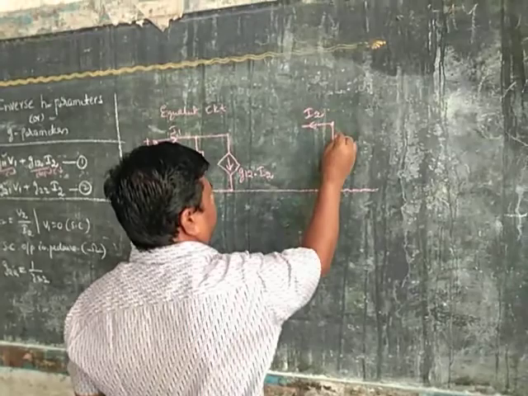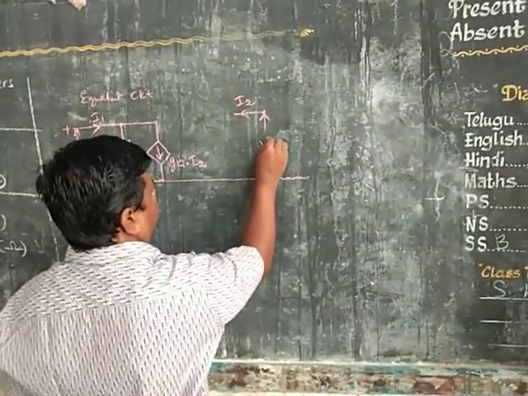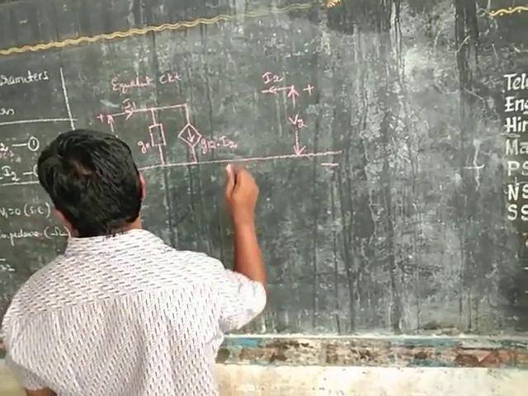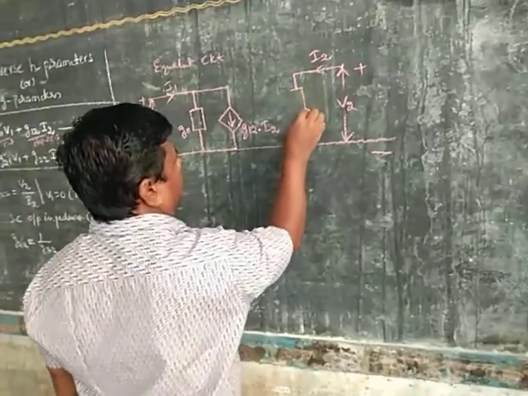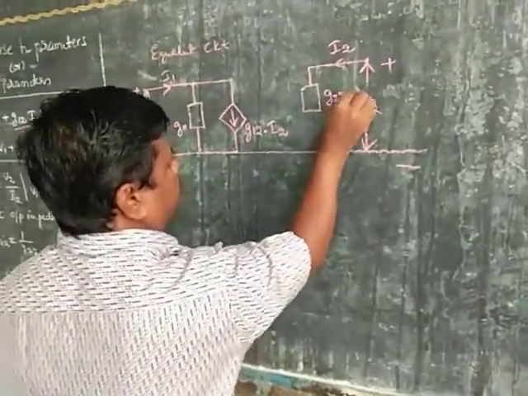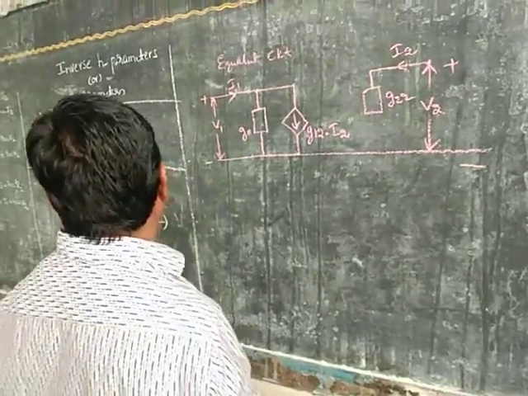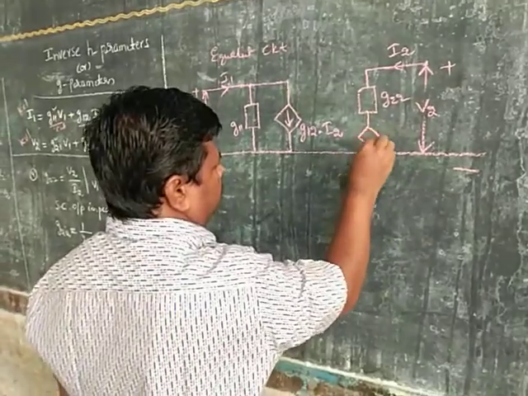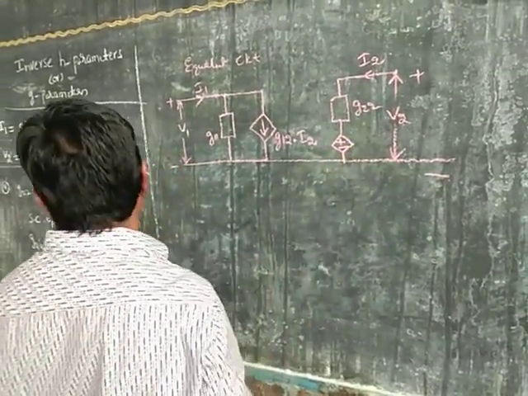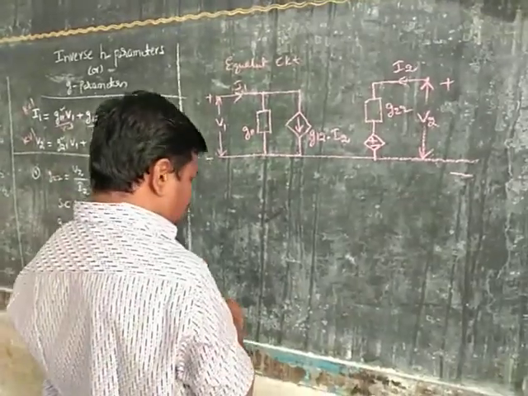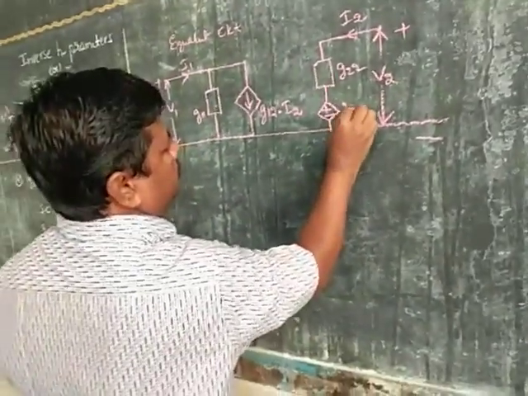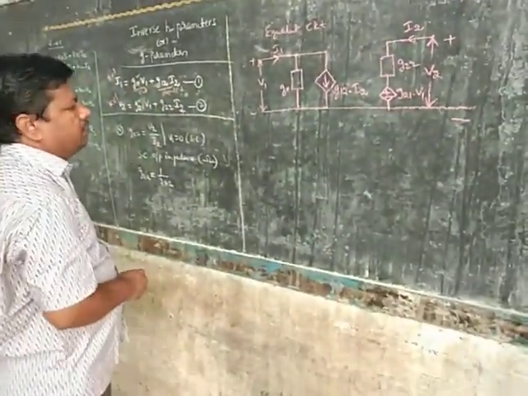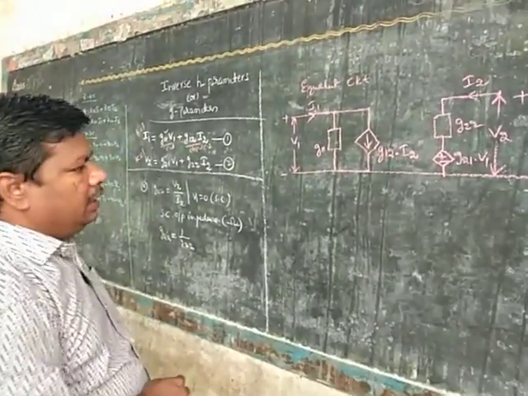It is I2 current. Here it is V2. One is G22. This is G22 into I2. Then the second one is a voltage source, plus minus voltage source, G21 into V1. Okay, this is the equivalent circuit model for inverse H parameters.